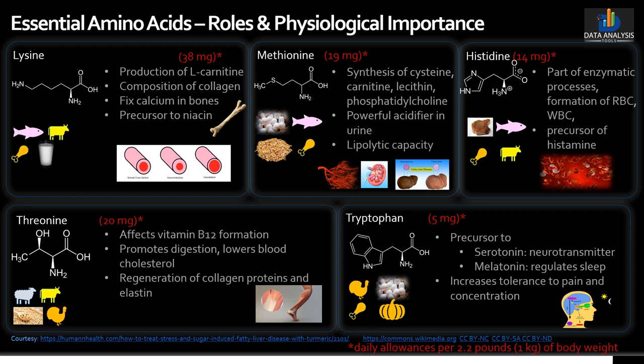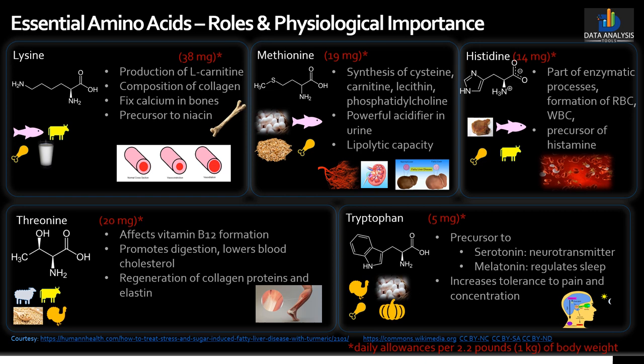It is critical for maintaining the myelin sheath, a protective barrier that surrounds our nerve cells. As we can already see, it is one of the very important amino acids for sustaining the life processes in our body. The daily allowance for 1 kg of body weight for histidine is 14 milligrams.